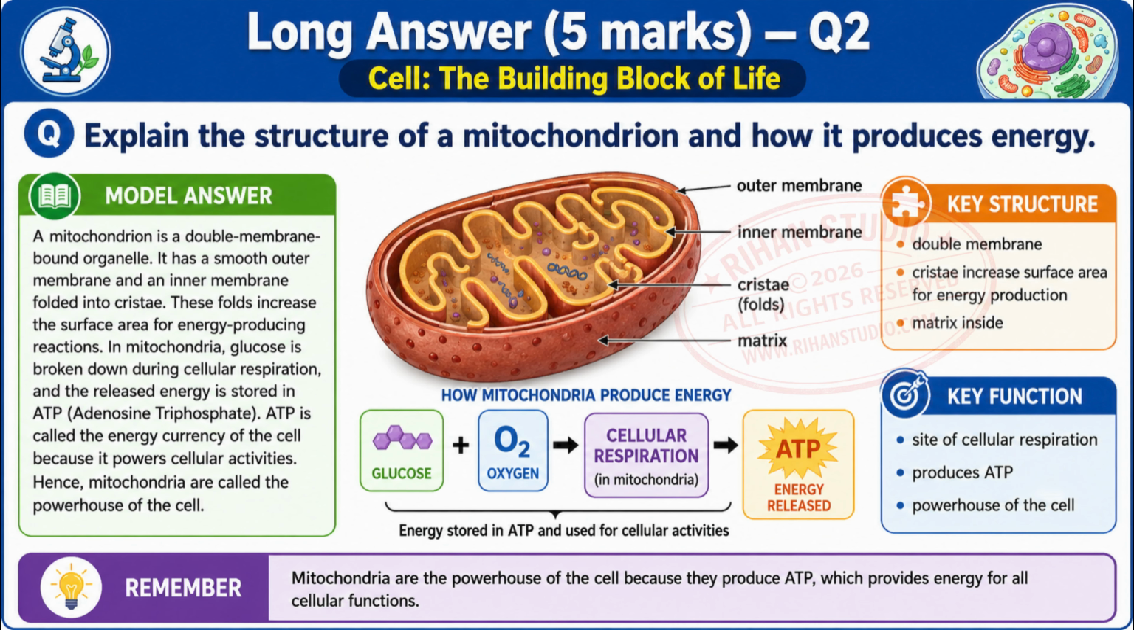2. Explain the structure of a mitochondrion and how it produces energy. Model answer. A mitochondrion is a double membrane-bound organelle. It has a smooth outer membrane and an inner membrane folded into cristae. These folds increase the surface area for energy-producing reactions. In mitochondria, glucose is broken down during cellular respiration, and the released energy is stored in ATP, adenosine triphosphate. ATP is called the energy currency of the cell because it powers cellular activities. Hence, mitochondria are called the powerhouse of the cell.